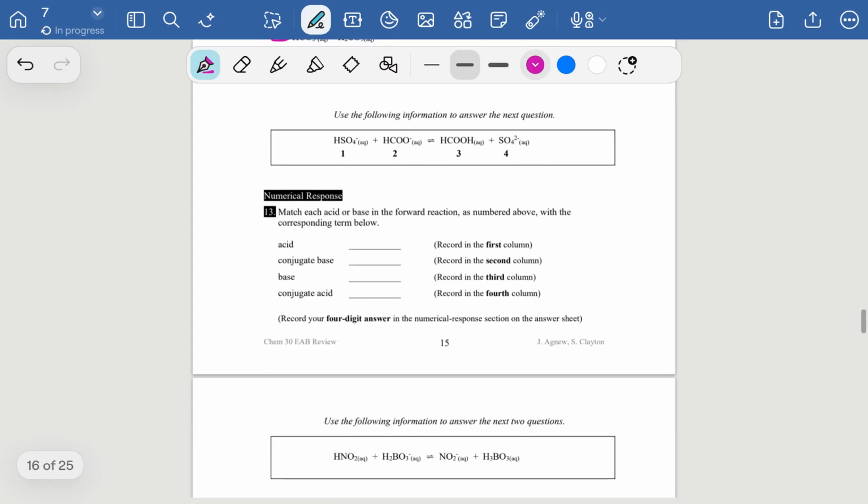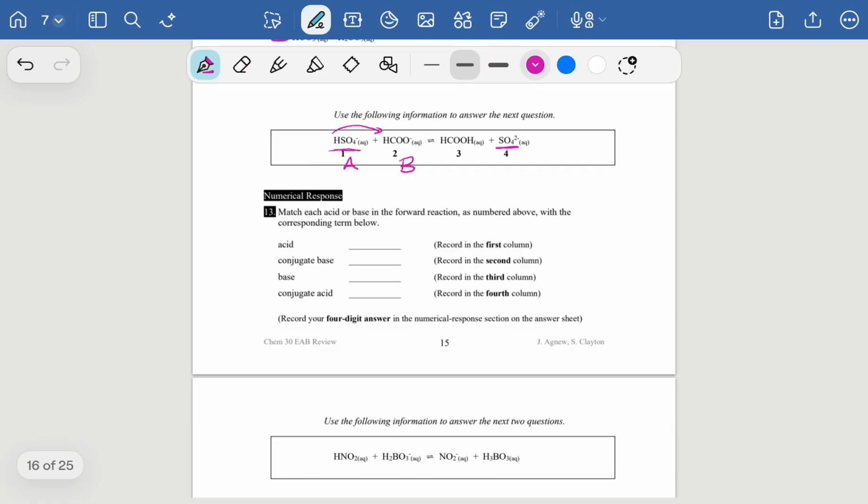Question number 13 is just matching based on the forward reaction. So if we're looking at our reaction and we're looking at the products just to help us, we would see that the hydrogen from the HSO4 negative went over and donated to the HCOO negative. So because that hydrogen is leaving, so noticing that this doesn't have a hydrogen, that would be our proton donor, and then that would be number 2, our proton acceptor.